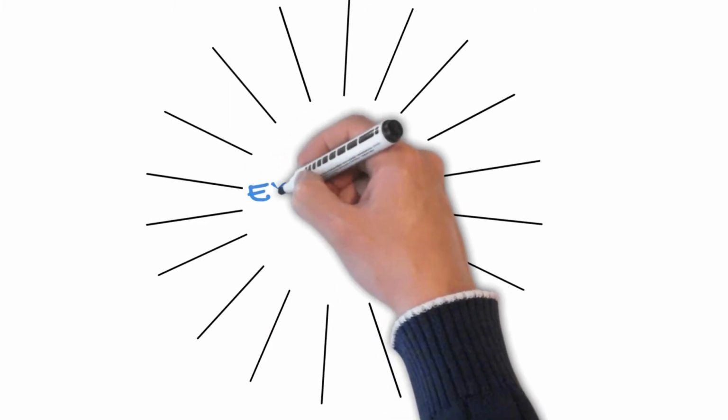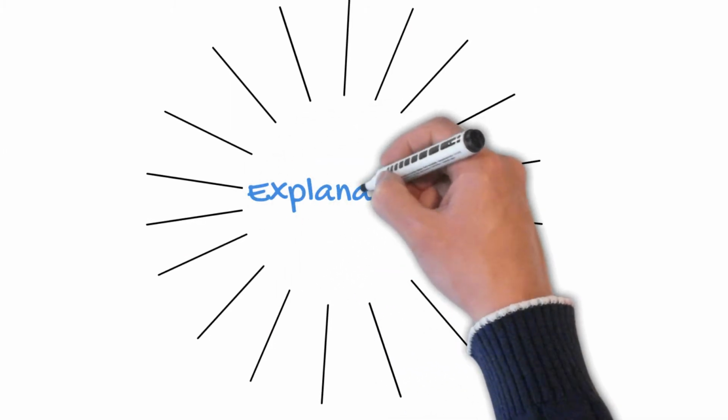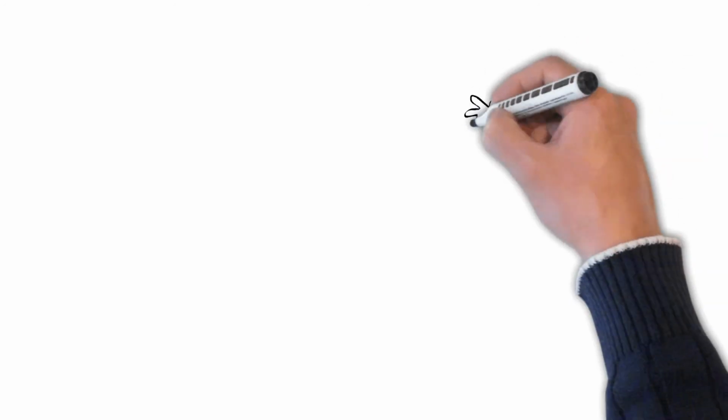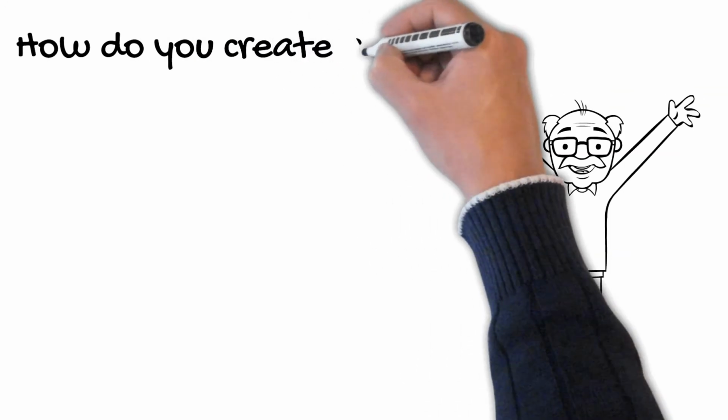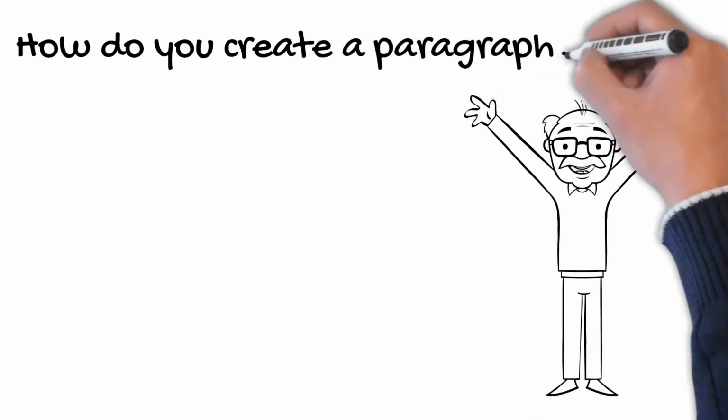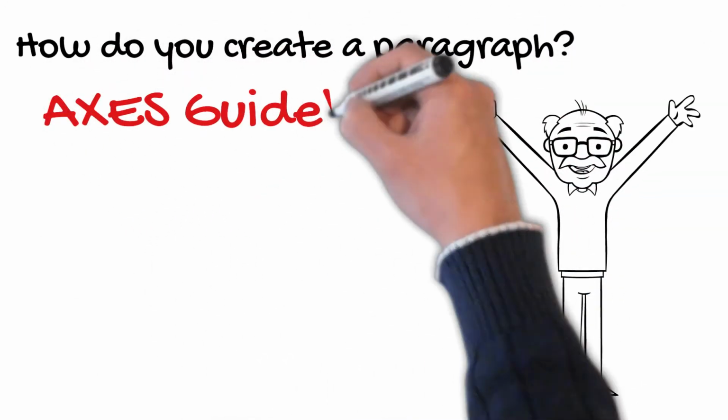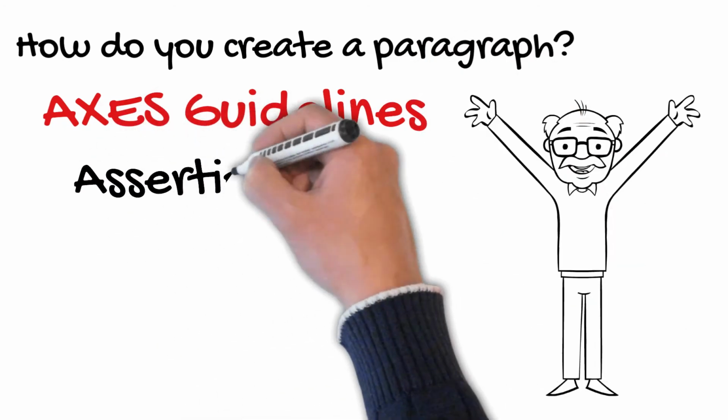Often, students need to work on explanation. In fact, explanation is often the most important part of an effective argument. If you use the AXIS guidelines, you can develop effective paragraphs that develop clear topic sentences, supporting details, explanation, and connect to the reader.